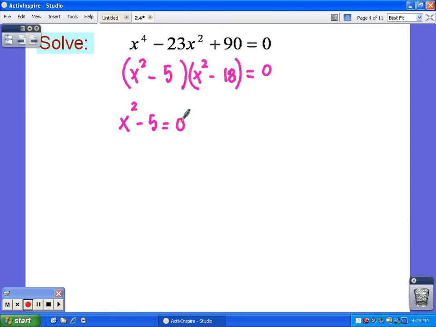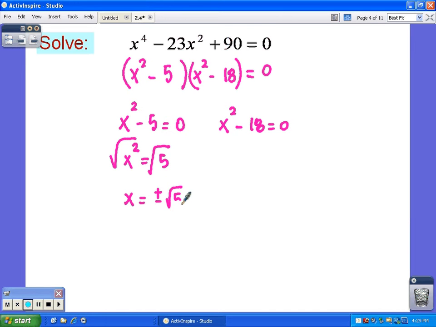We'll set them both equal to 0, and they are quadratic equations, and we can solve them by some other method. If I take this -5 over to the other side, I can use the square root method, and we would get x is equal to plus or minus the square root of 5. Same thing with the other one. Take the -18 to the other side, take the square root of both sides, and we would get x is equal to plus or minus 3 square roots of 2.